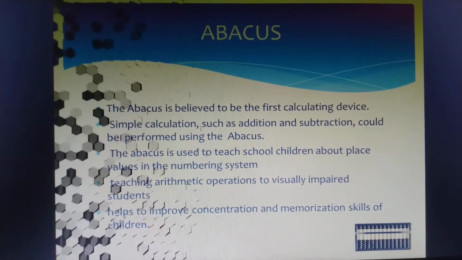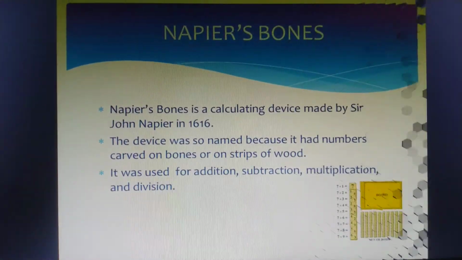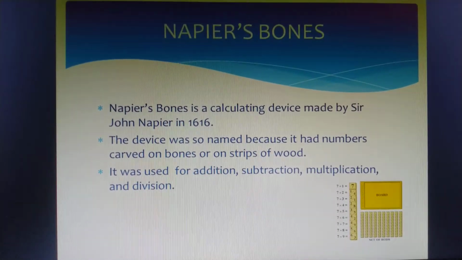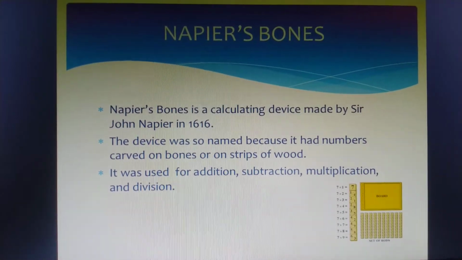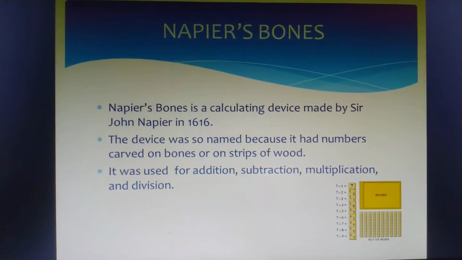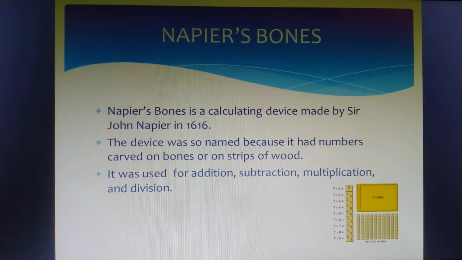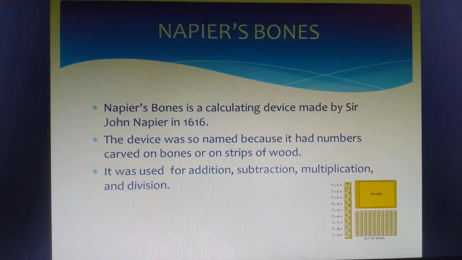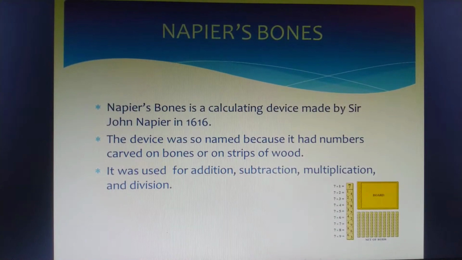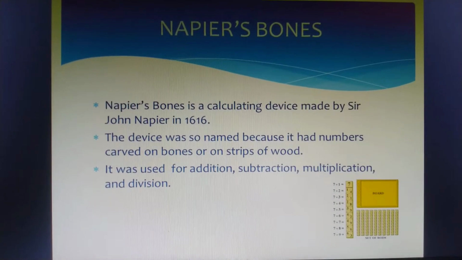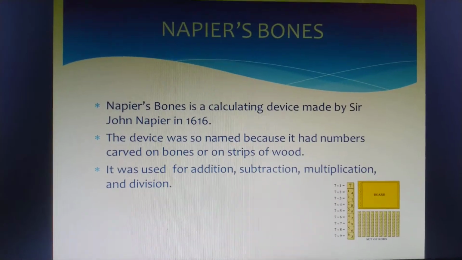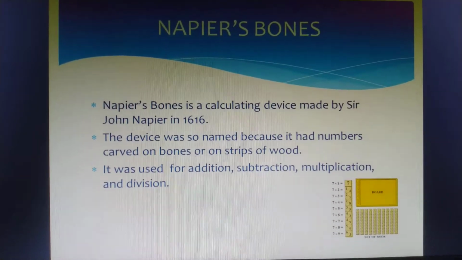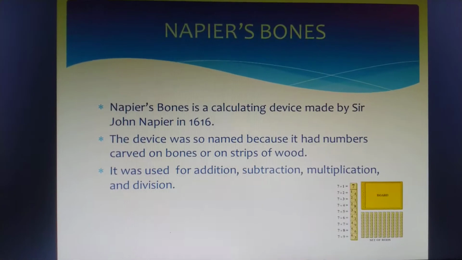The next device we are going to discuss is Napier's bones. Do you have any idea by hearing the name? Okay, Napier's bones is a calculating device made by Sir John Napier in 1616. Why was the device so named? The device was so named because it had numbers carved on bones or on strips of wood. Now it is clear, no?